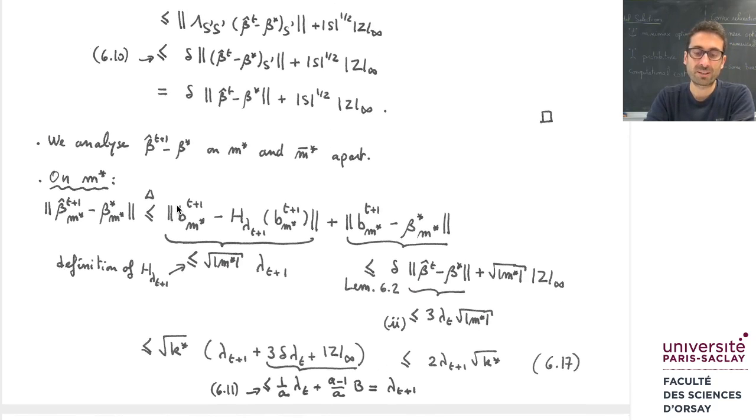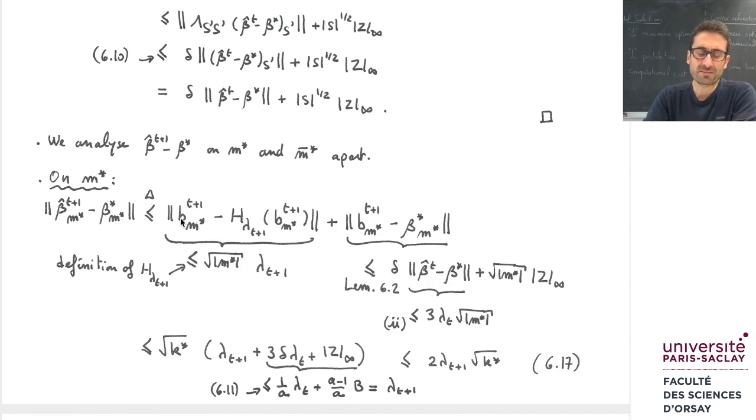So if you look on M star, we look at the difference of the two vectors, but only for the coordinates in the support of beta star. First we will use the triangular inequality. What we will do is add and subtract the gradient update beta t plus 1, of course restricted to M star. If you use the triangular inequality, you get this inequality here, and now we will bound these two terms. Let us first look at this term here.